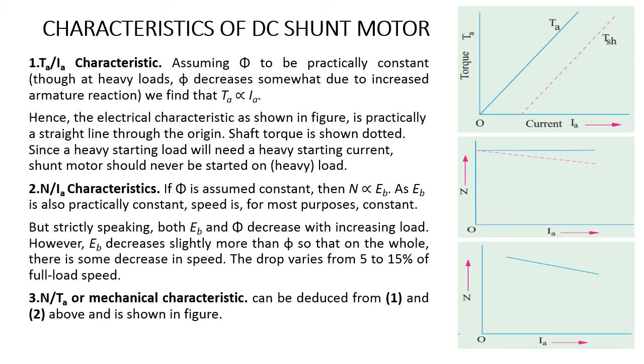The second characteristic is the N versus Ia characteristic. If φ is assumed constant, then N is directly proportional to back EMF Eb. As Eb is also practically constant, speed is for most purposes constant. But strictly speaking, both Eb and φ decrease with increasing load. However, Eb decreases slightly more than φ, so that on the whole there is some decrease in speed. The drop varies from 5 to 15% of full load speed.